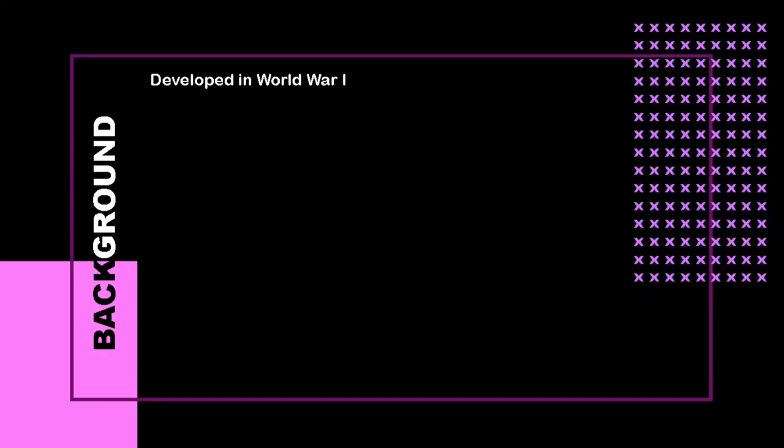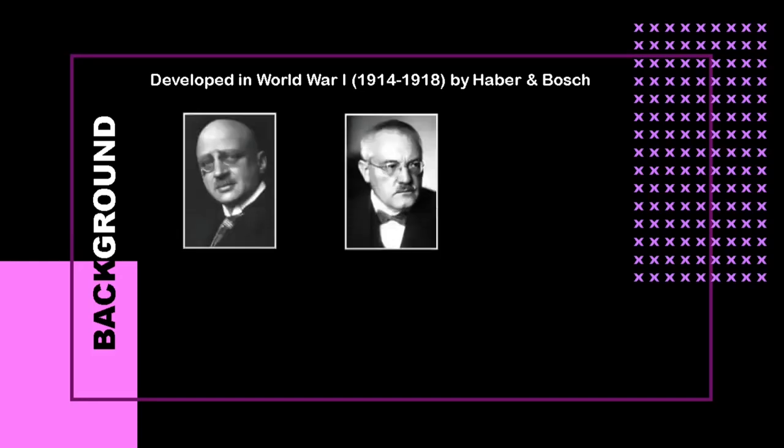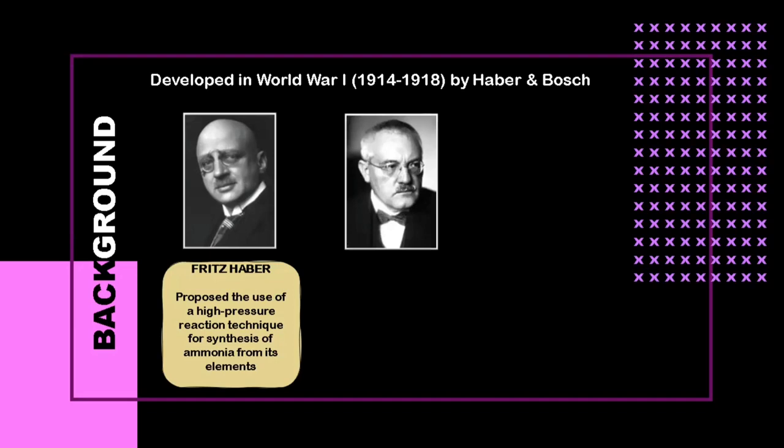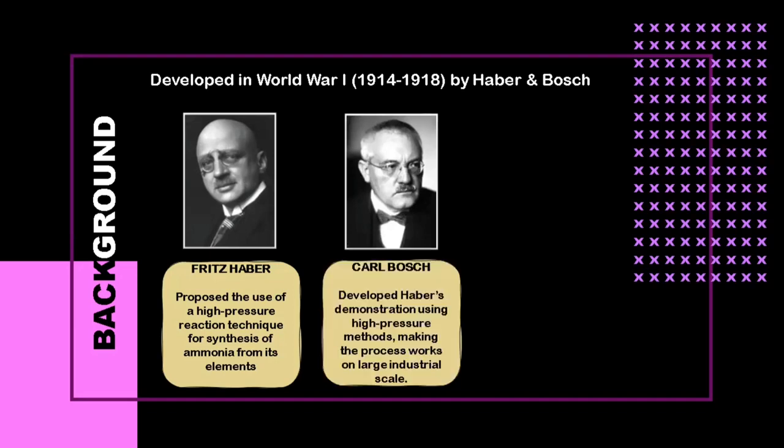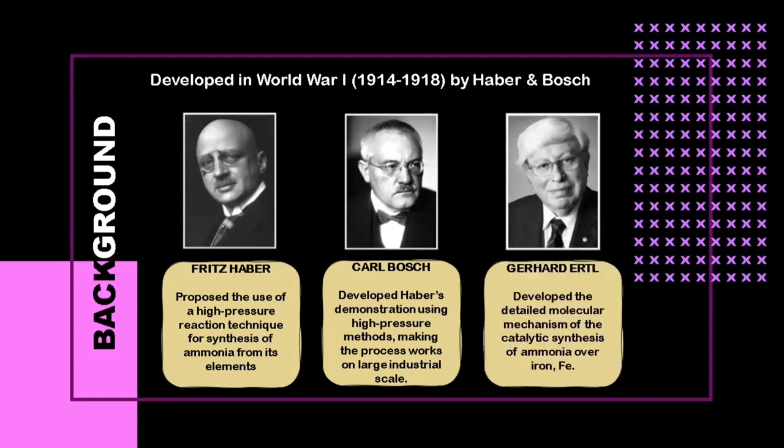This process was developed in World War I between 1914 and 1918 by Fritz Haber and Karl Bosch. Fritz Haber proposed the use of a high-pressure reaction technique for synthesis of ammonia from its elements. Meanwhile, Karl Bosch developed Haber's demonstration using high-pressure methods, making the process work on a large industrial scale. There is one more person who contributed to this process, whose name is Gerhard Ertl. He developed the detailed molecular mechanism of the catalytic synthesis of ammonia over iron. All 3 of them contributed a lot to the Haber process and were awarded Nobel Prizes.